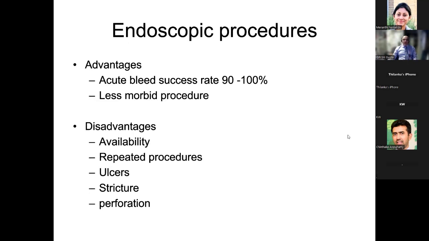The advantages of the endoscopic procedure are that the acute bleed success rate is quite high, which is 90 to 100%. It's a less morbid procedure, but there are disadvantages, especially the availability, because it has to be done by skilled endoscopists. And these endoscopists may not be available in regional pediatric centers, or even sometimes in tertiary pediatric centers, because you may not have a pediatric gastroenterologist or a hepatologist there, or your adult team may not feel comfortable doing very small children.